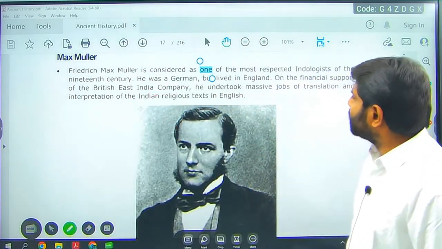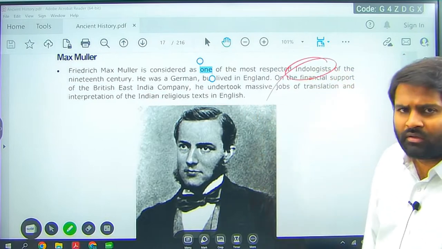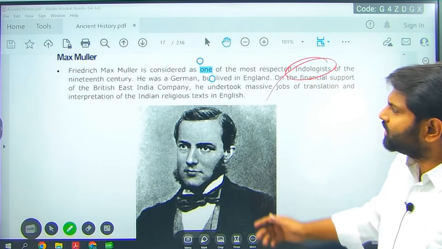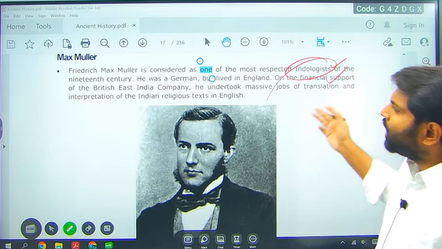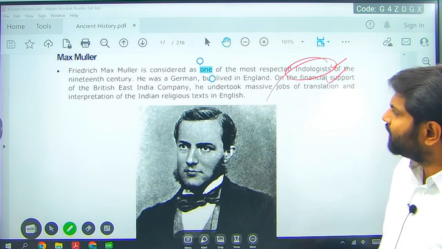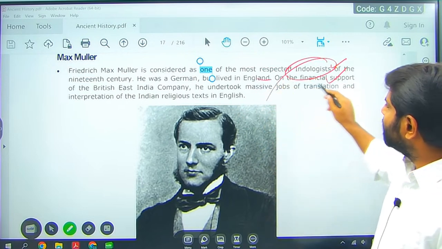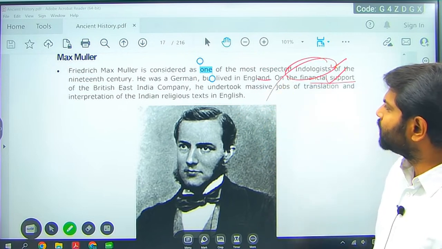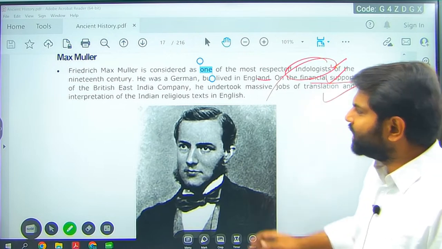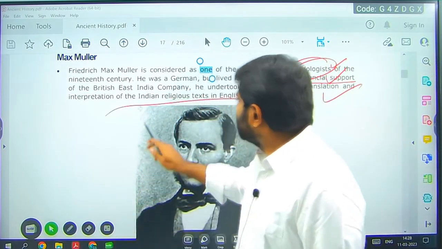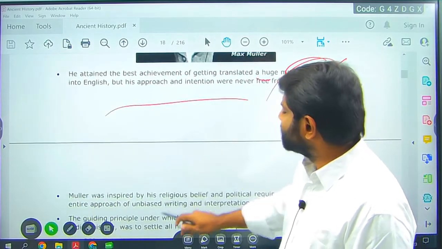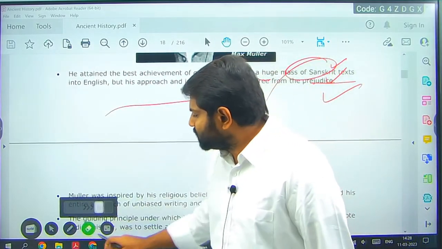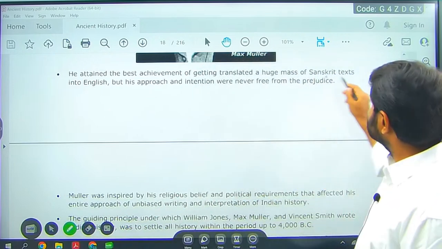He is considered one of the most respected Indologists, right? He is talking about Indology. When you talk about anthropology, when you talk about sociology, Indology is one of the important terms. Of the 19th century, he was a German, but lived in England. On the financial support of the British East India Company, he undertook massive jobs of translation and interpretation of religious texts in English. He attained the best achievement, getting translated a huge mass of Sanskrit text.